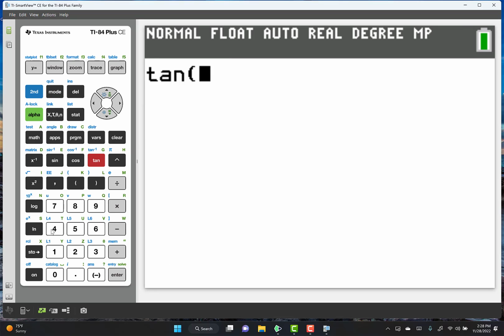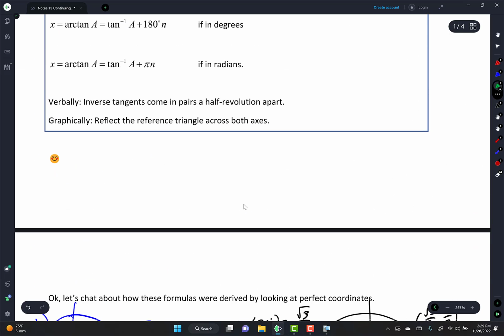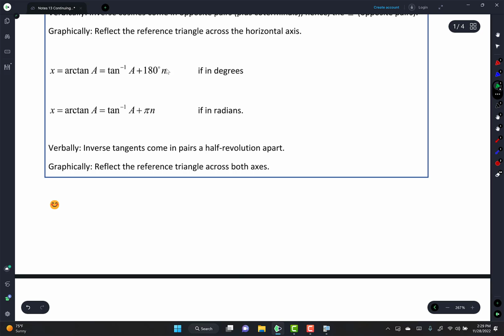And notice tan of 45 is 1, and then tan of 225 is also 1. Cool. So that's where tan just has one equation. It's either just add 180 to it, or if you're in degree mode, add 180. If you're in radian mode, add pi. That's where all three equations come from. Do we have any questions on that, guys?